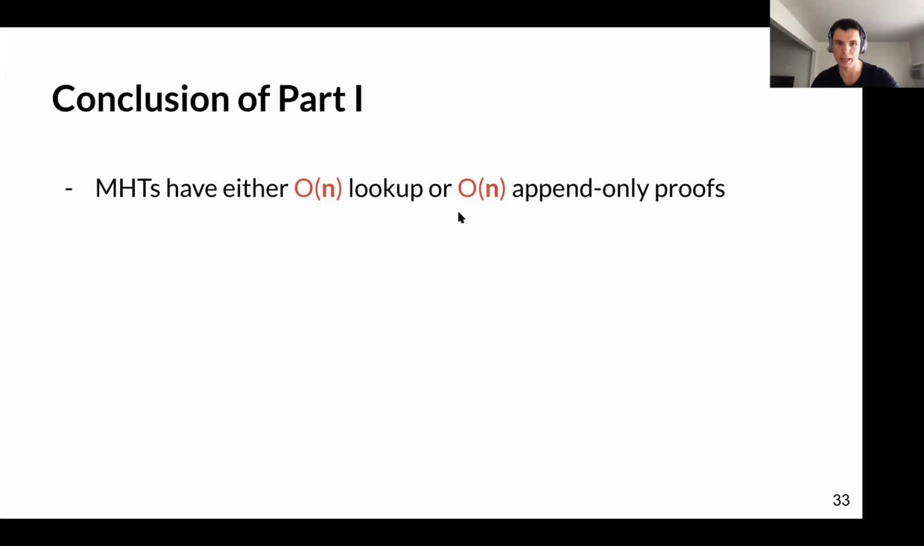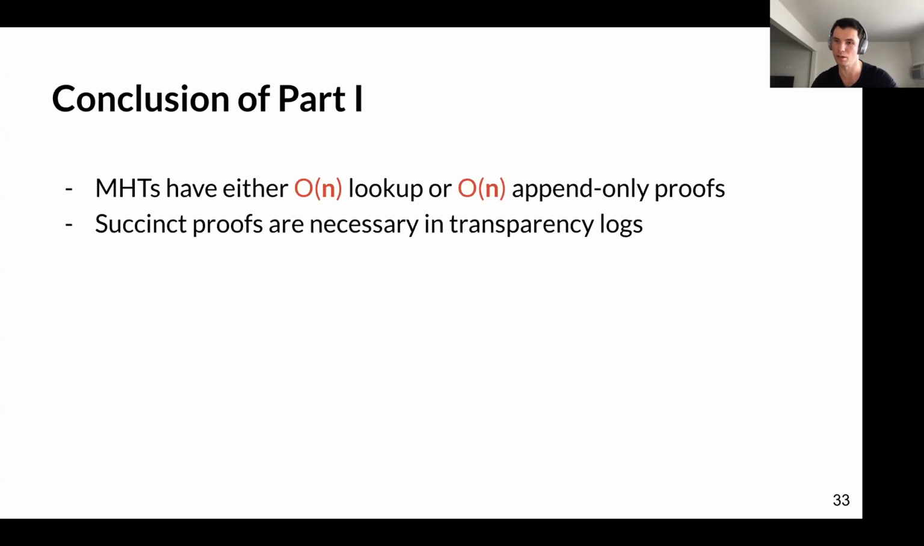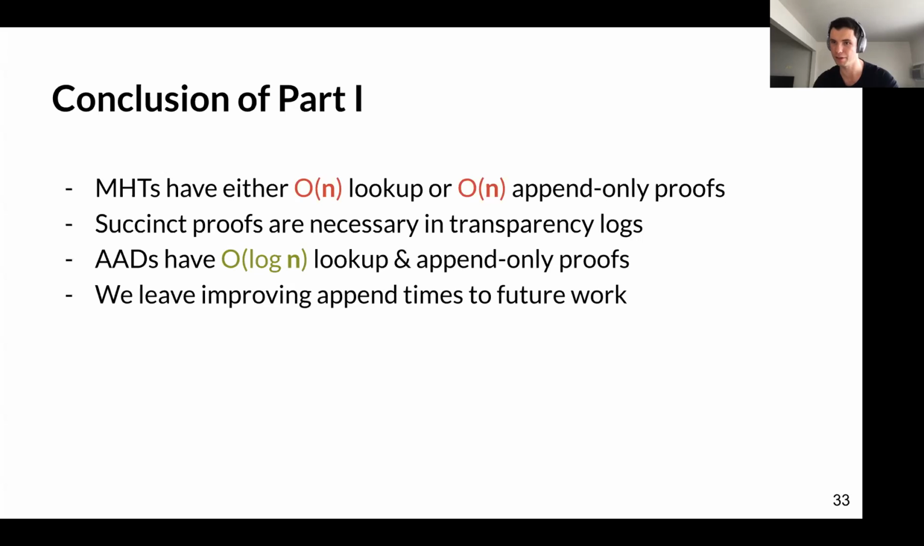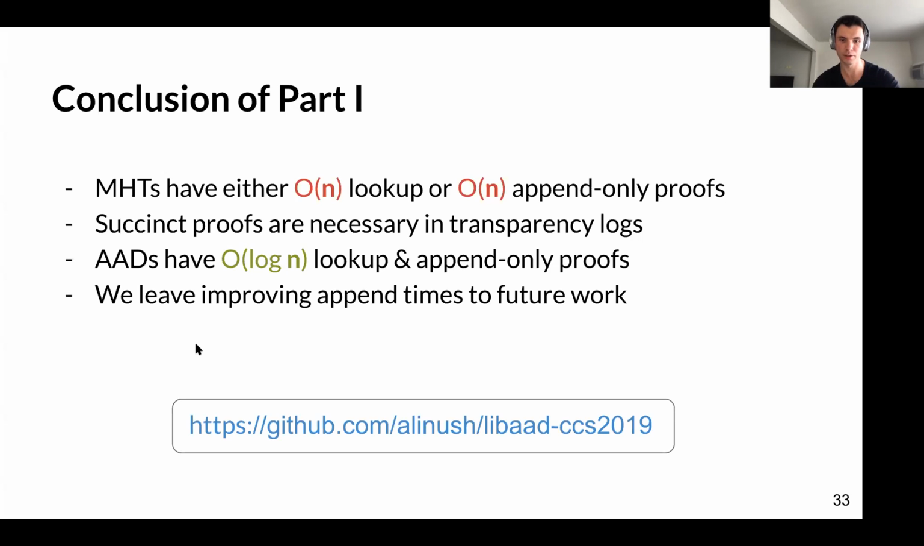Now, to conclude this part of the talk, I was trying to convince you that Merkle hash trees have either order n lookup proofs or order n append-only proofs. They don't have order log n for both. And we need order log n for both in transparency logs if we want to build transparency logs that are communication efficient and don't rely on trusted third parties to help Facebook.com monitor the log. AADs have order log n lookup and append-only proofs, but they're inefficient in practice, and we have to improve them with future work in terms of append times and also proof sizes. I also leave you with a link to our GitHub repo, where we implement our amortized AAD in C++.